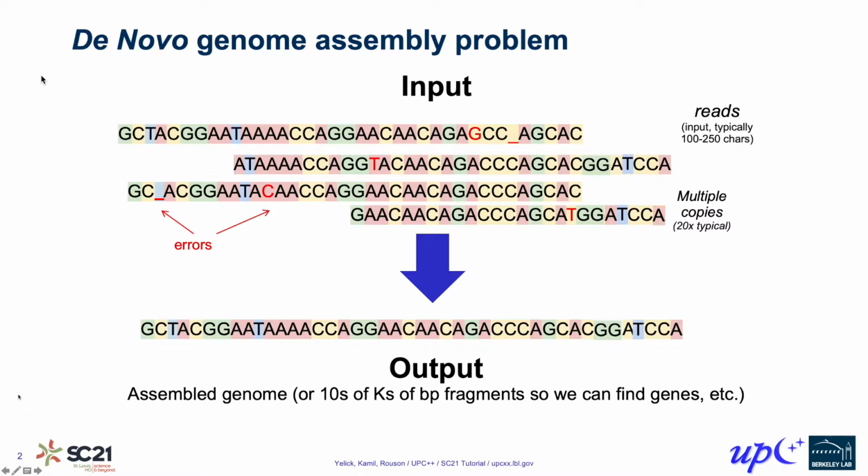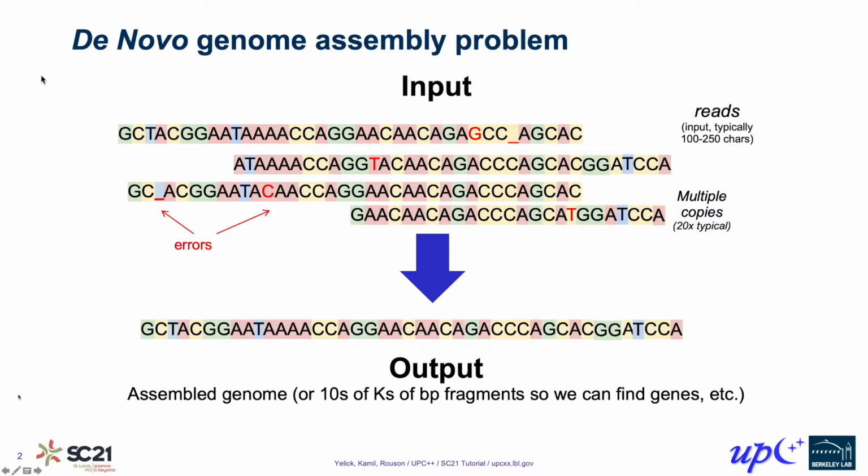We'll focus here on what is often the first phase of microbial analysis called metagenome assembly. This de novo assembly problem takes raw sequence data, which is made up of fragments called reads. These reads are short, typically 150 characters long, and often contain errors introduced by the sequencing process.